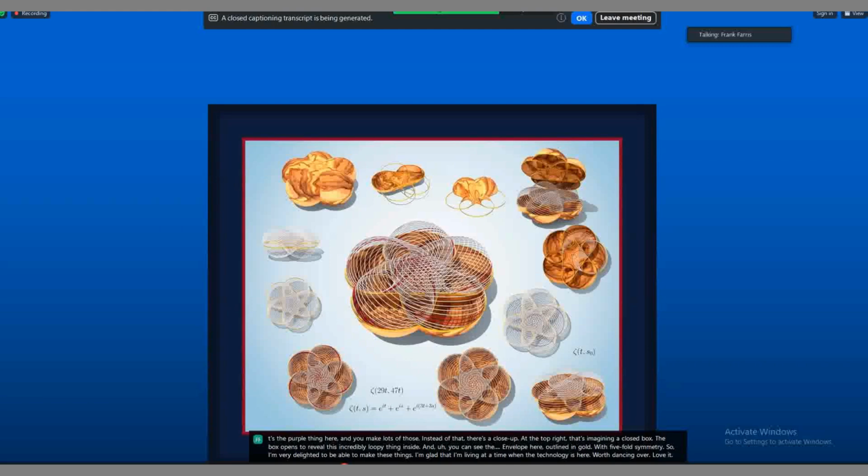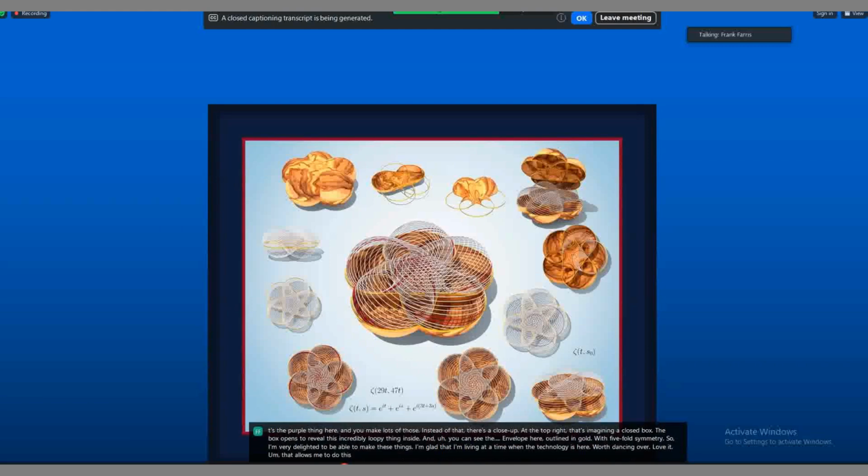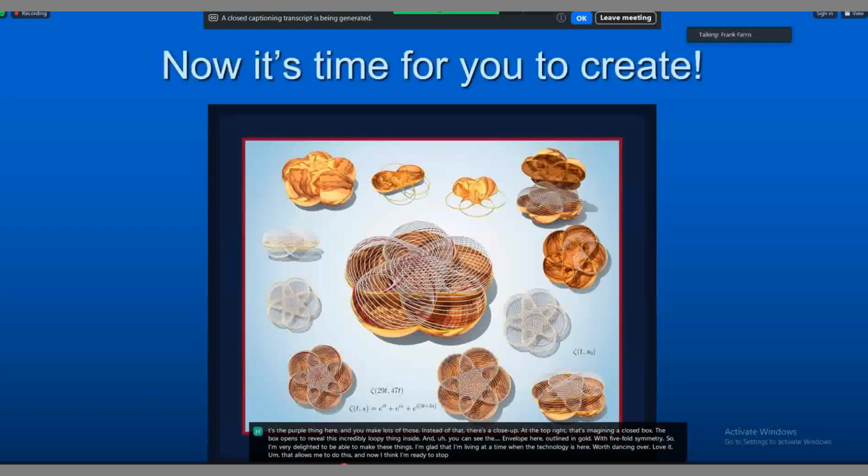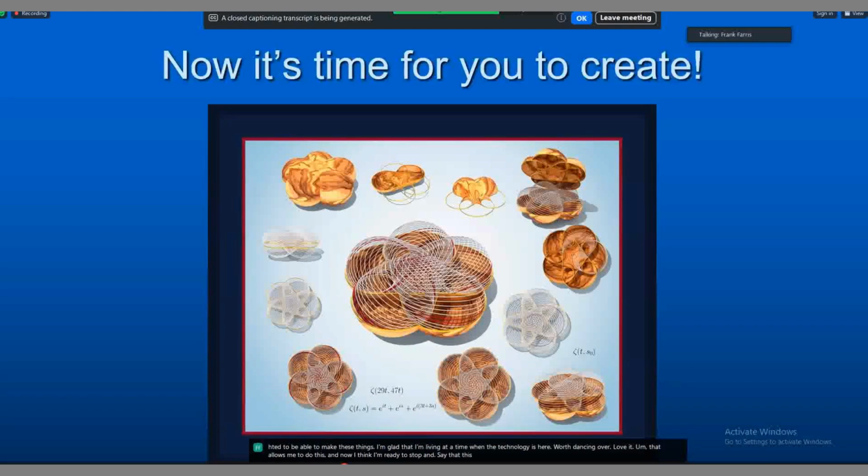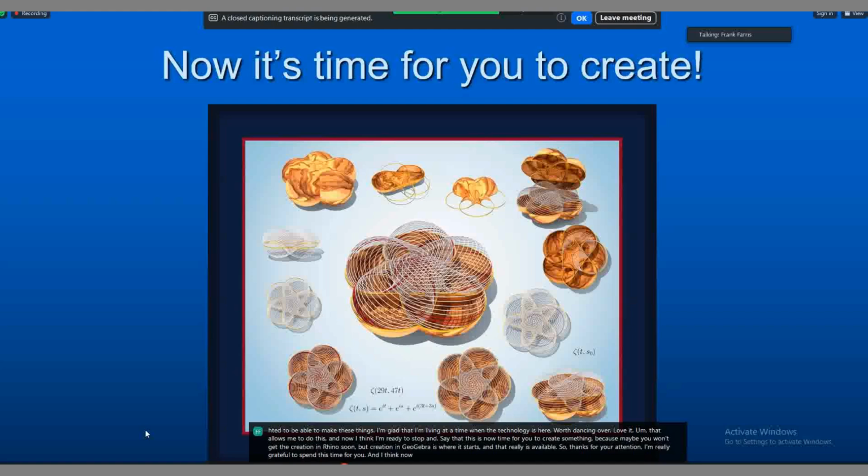That allows me to do this, and now I think I'm ready to stop and say that it is now time for you to create something. Maybe you won't get to creation in Rhino soon, but creation in GeoGebra is where it starts, and that really is available. So thanks for your attention. I'm really grateful to spend this time with you. And I think now it's time for me to think about some of these questions that have been coming up.